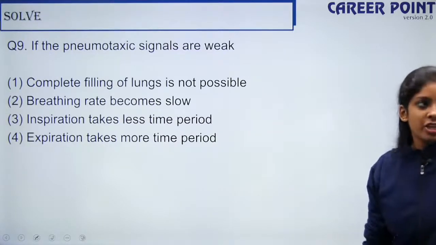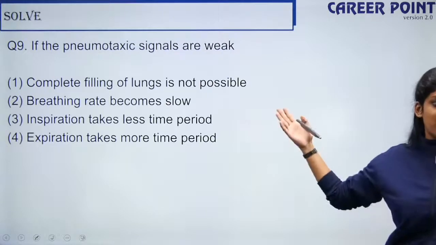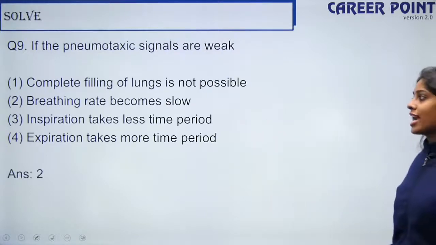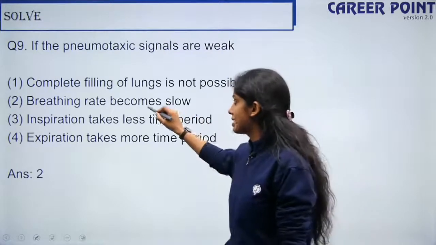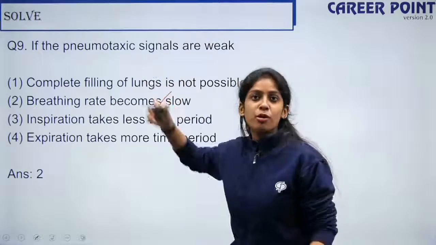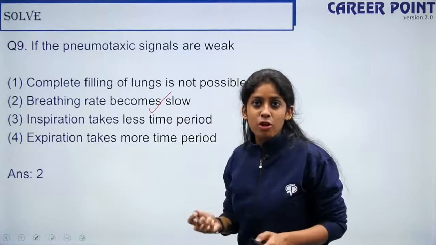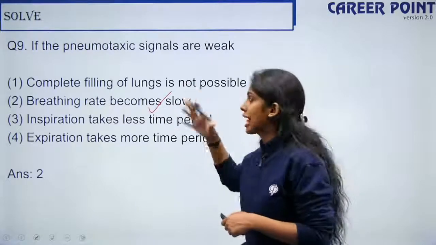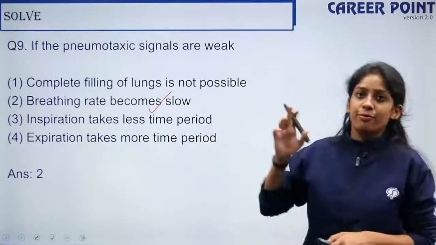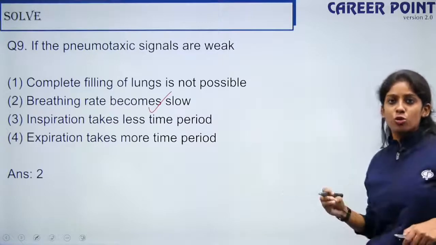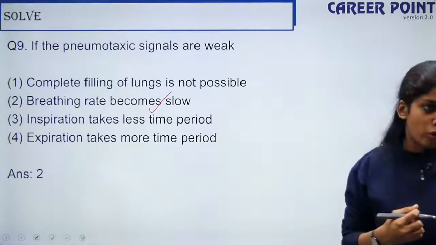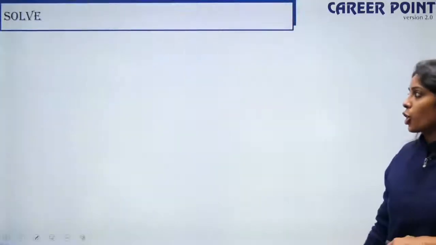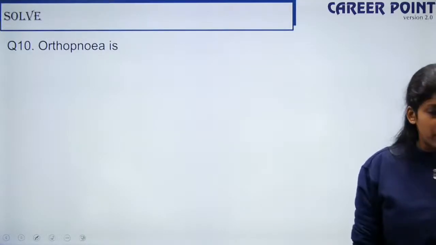Yes. So this is the last but one question, you can say. Option 2 is right. So breathing rate becomes slow. Exactly, because this is responsible for breathing, right? So this is responsible for inhaling, right? So you're going to inhale more oxygen with the help of your pneumotaxic signals. If that is weak, then the breathing rate becomes slow because you're not able to take in more oxygen. Absolutely right. So question 10, the last question for the evening.